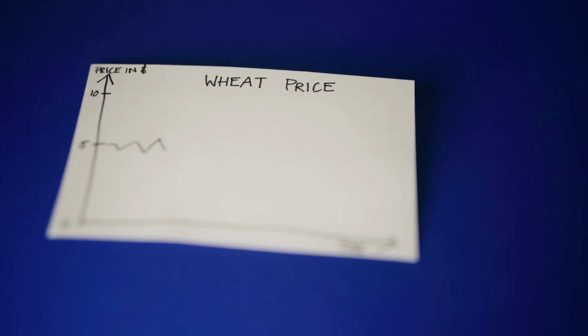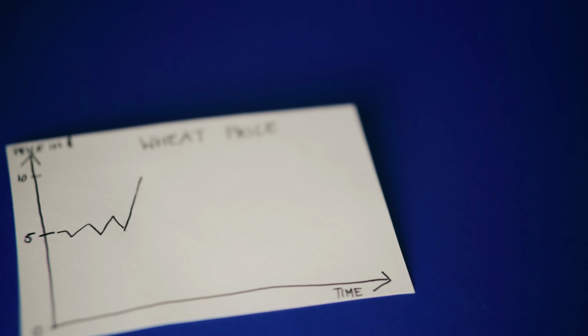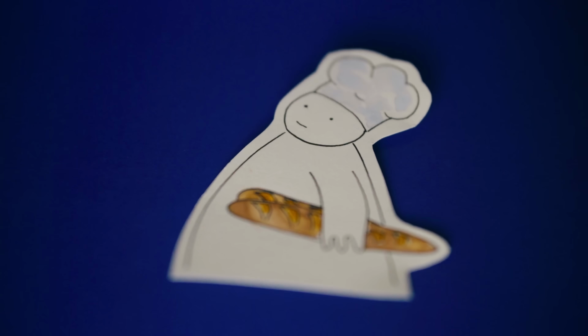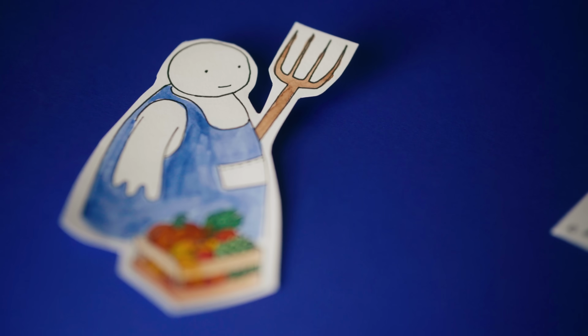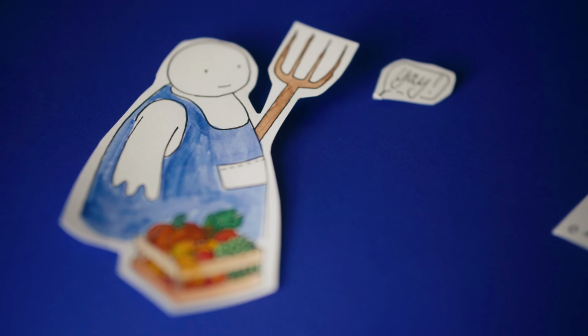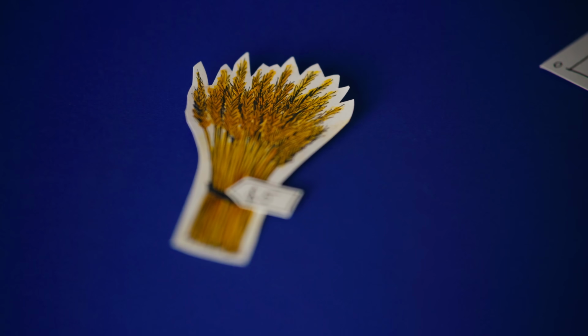If the real price of wheat rises to $8, this contract becomes really valuable to the baker. He can now buy wheat for $3 less than everyone else in the market. But if the price of wheat falls to $3 per bushel, the contract becomes really valuable to the farmer because he is now able to sell his wheat for $2 more than all the other farmers.